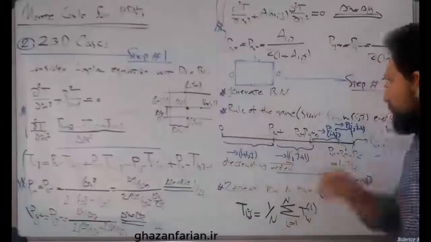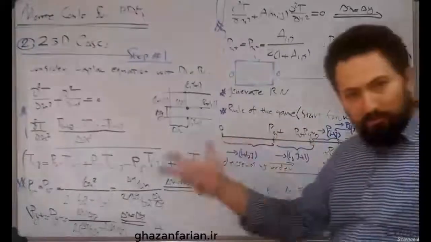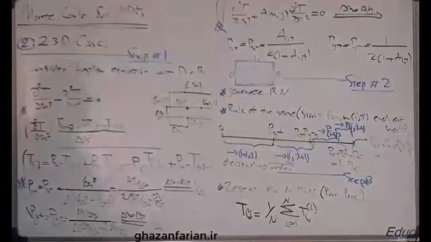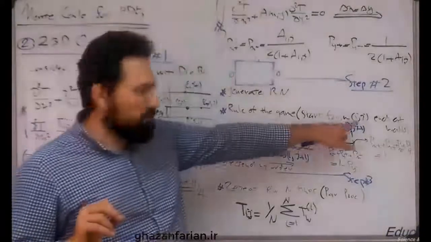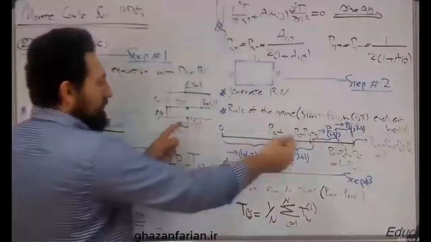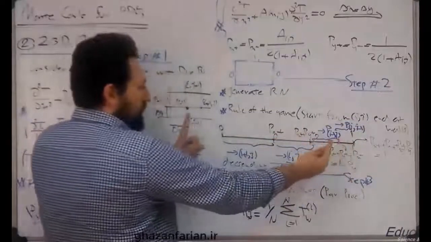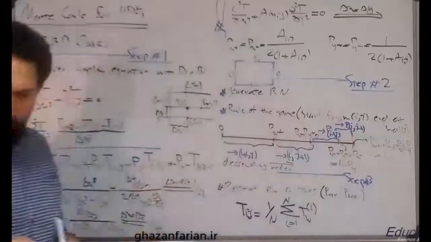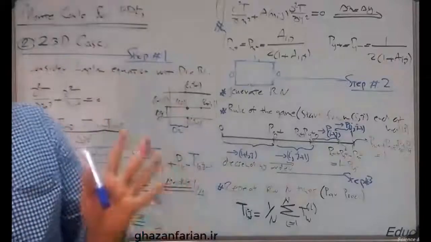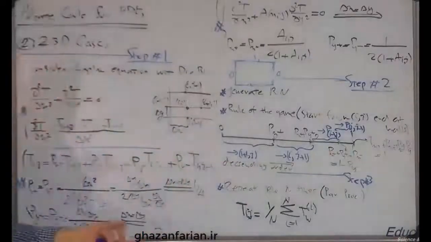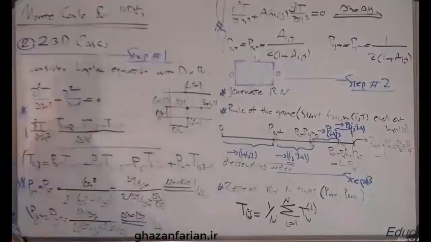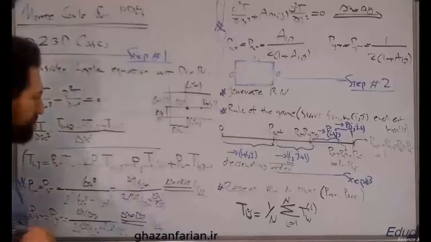Generate random numbers, the rule of the game. This is an interesting game. We are playing a game. The rule of the game is that you have to start from the node i, j, and if this is the interval of 0 and 1, we always generate random numbers in the range of 0 and 1. It's customary in all random number generators in Fortran or any other programming language.